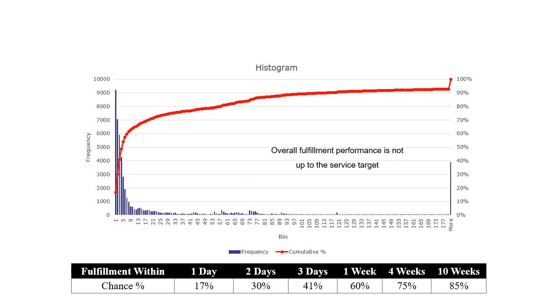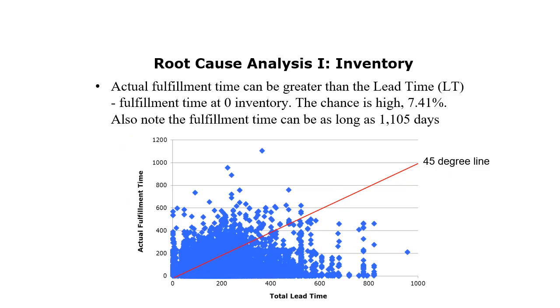Analyzing the data, the histogram of fulfillment time shows that the actual service level is only 17% of demand being fulfilled in one day, 30% in 2 days, and 60% in 1 week, and so on. To achieve an 85% service level, one needs to wait for about 10 weeks. Thus, the actual fulfillment performance is far below the target, a fact that the companies didn't know. One conjecture for the causes of this poor performance is the shortage of inventory.